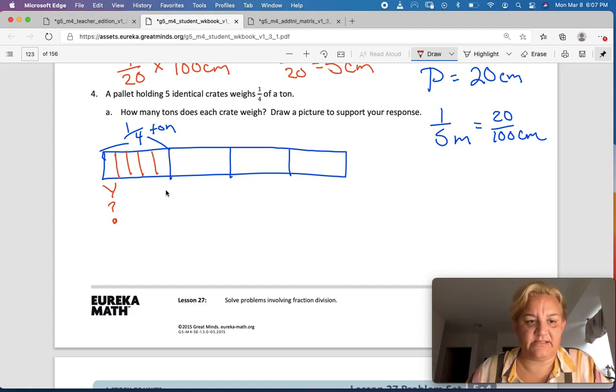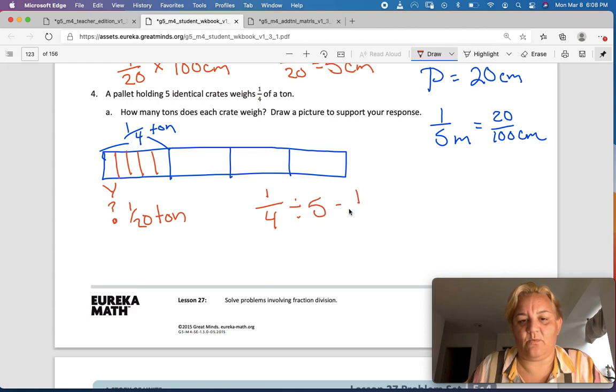Okay, well, we're drawing a tape diagram here. So if this has 1, 2, 3, 4, 5, that means this has 5, and this has 5, and this has 5. So that's 20th. So 1/20th of a ton. Okay? And I can write that by saying 1/4 divided by 5 equals 1/20th of a ton.